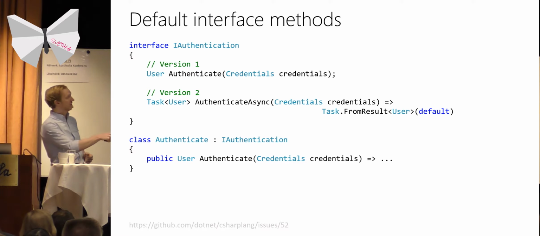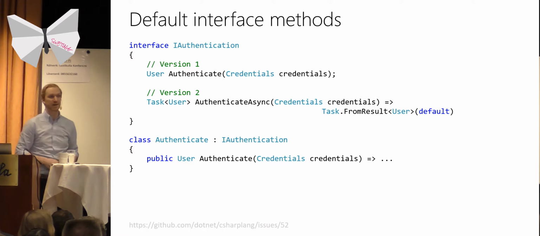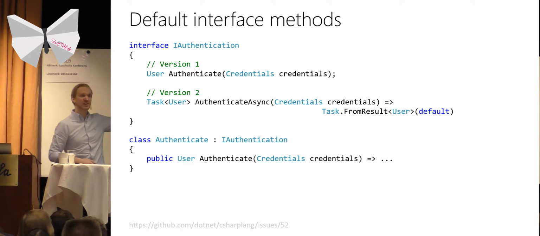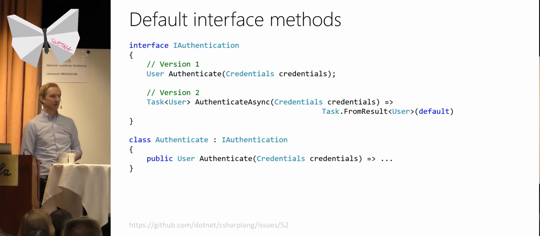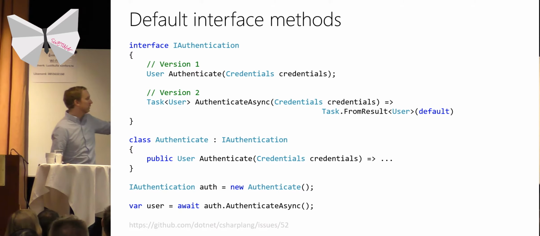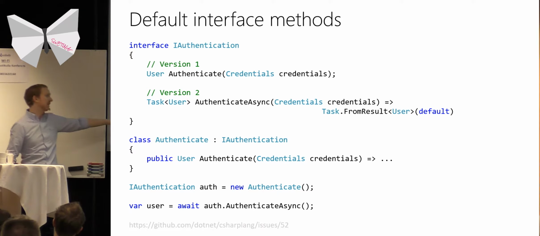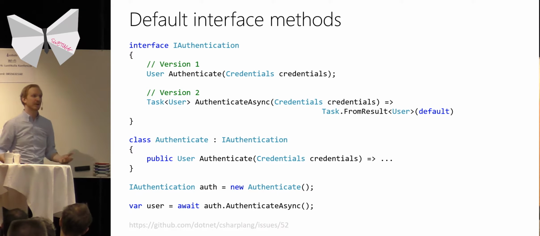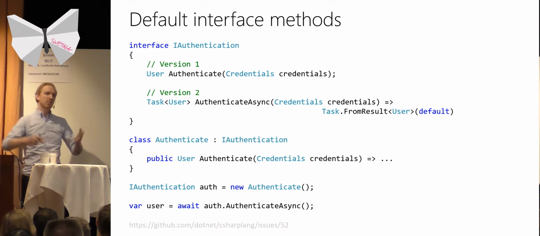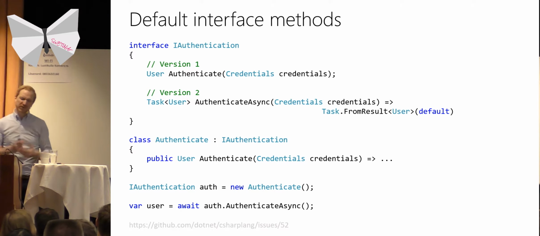Now we can add default methods here instead to say, well, the default implementation for this is to just return the default for a task of the user. Now, this would mean that without me having to do anything in my application, I could call auth.AuthenticateAsync, and that would just work in my application without me having to implement this. Now, so what's the problem with this?